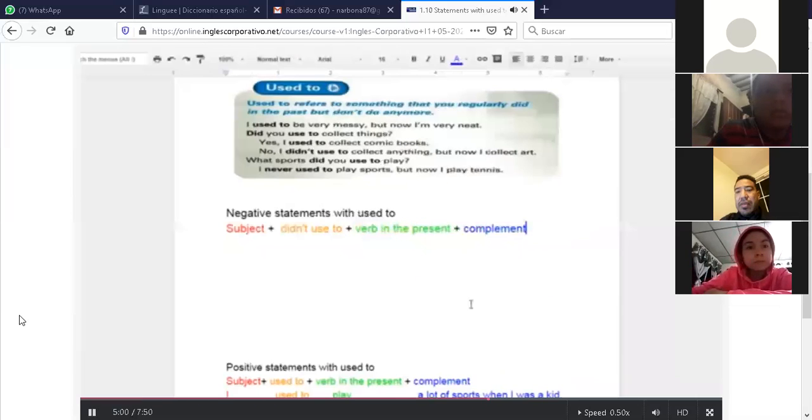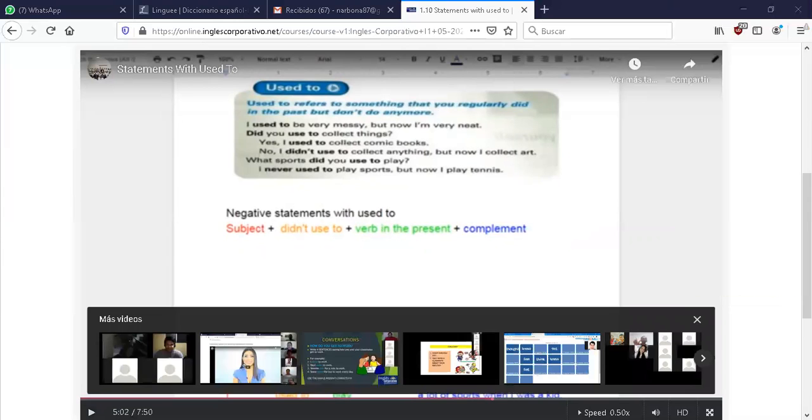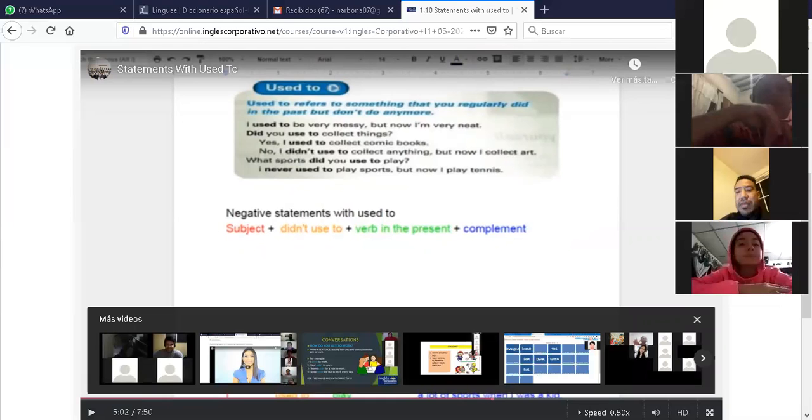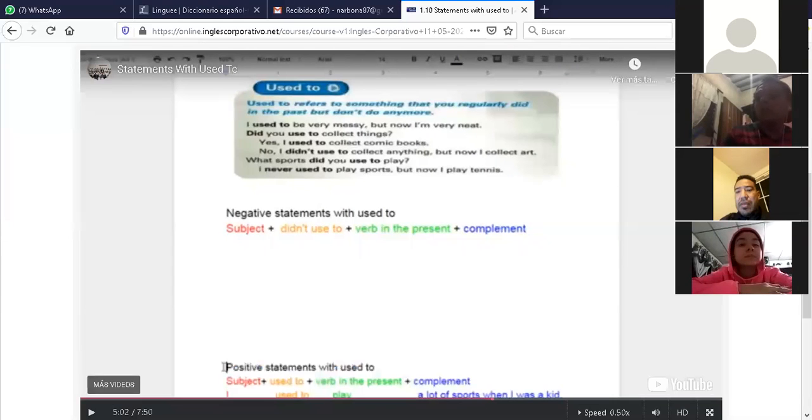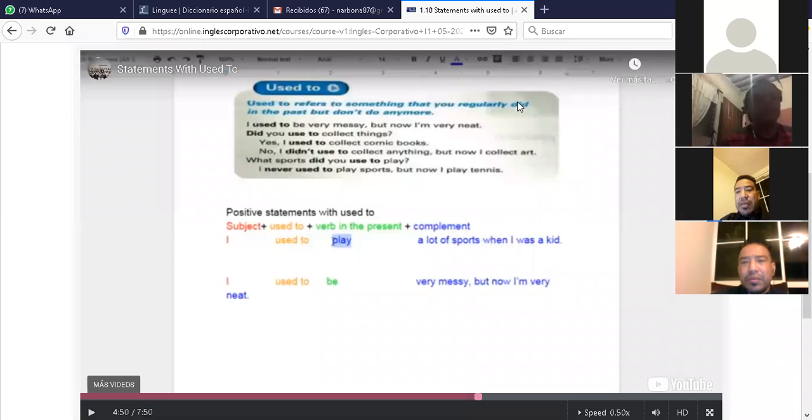Now let me present the negative structure. Right. So before we continue, so we can have a break, we're gonna work with the structure and give a couple of examples. Okay. Now, who can tell me what is the meaning of used to? Does anybody know? Solía. Solía. Aha. Exactly. Do you still do those things? ¿Todavía las hacen? No. No. Not anymore. So as you can see, the structure is quite simple. Not easy, but quite simple.